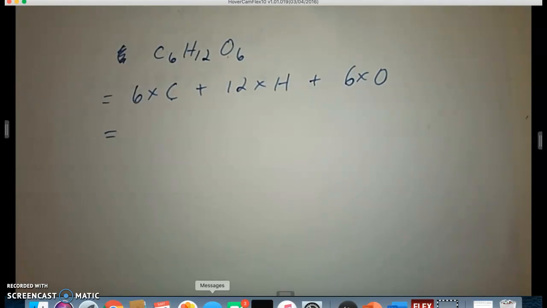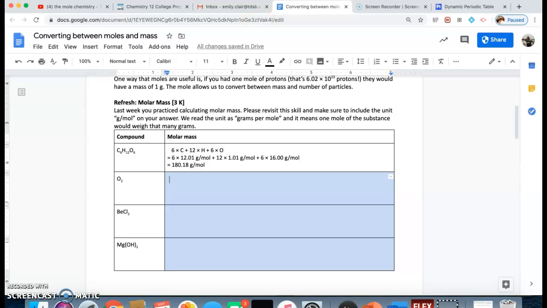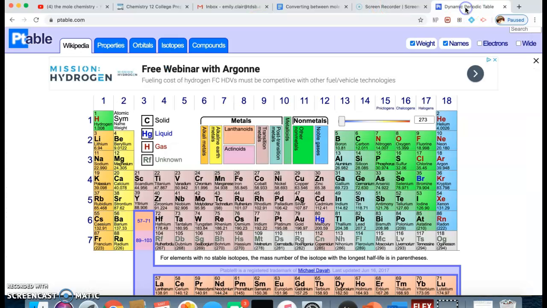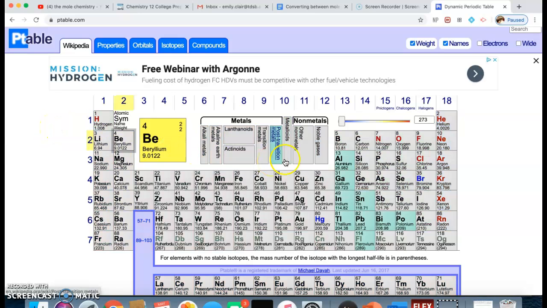So carbon, hydrogen, and oxygen, those are elements I can find on the periodic table. So you can just Google any periodic table. This is the one I linked you to last week. I think it's a really good one. So the first thing I need is carbon. That's right here. And so it's still 6 times that.